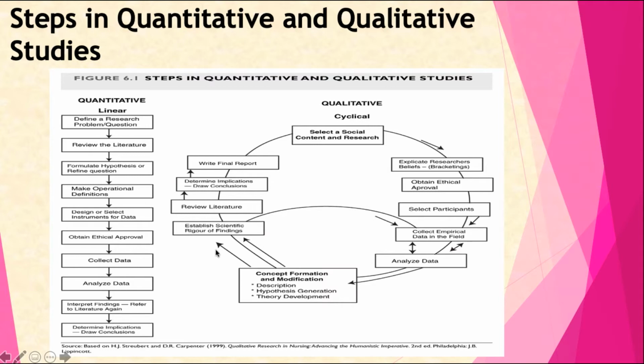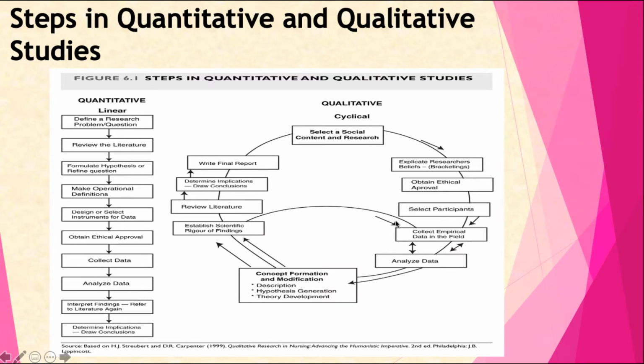scientific rigor of the finding. So when you try to explain the relationship between the themes and between the categories, if you could establish the scientific proof of your hypothesis and theory development, then you can continue to the literature review to see and compare.